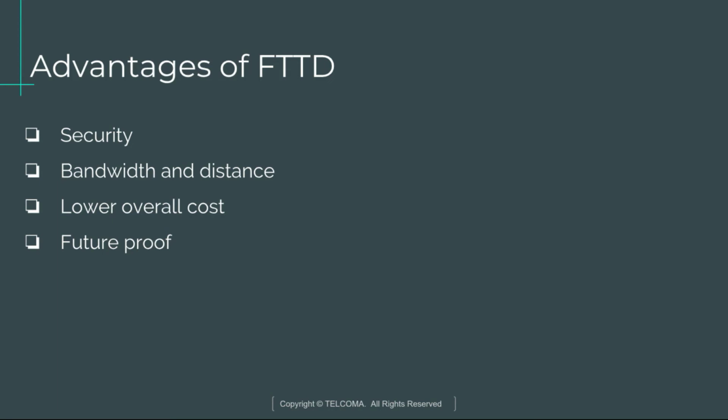Third is lower overall cost. The advantages of fiber allow network designers to centralize their network equipment in one MDF or wiring closet and run fiber cables to each work area throughout a building rather than having a separate equipment closet on each floor. When the number of equipment closets is reduced, the amount of space, power, heating, ventilation, and air conditioning equipment required is also reduced.